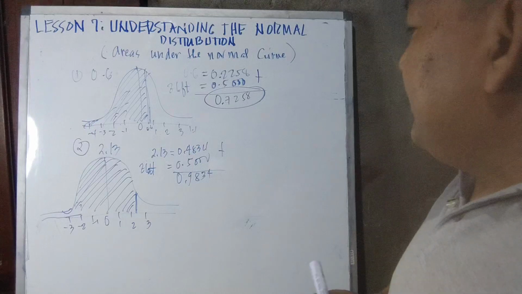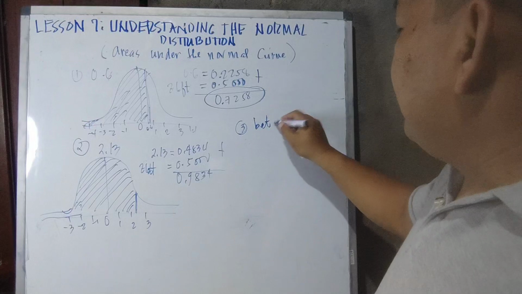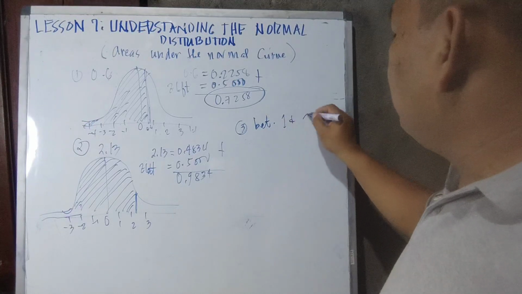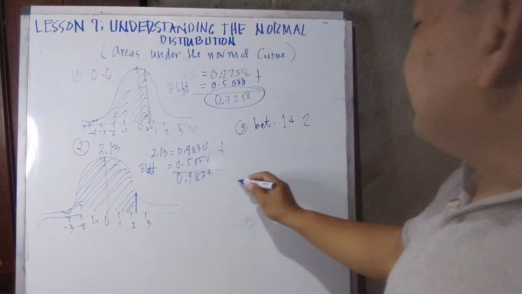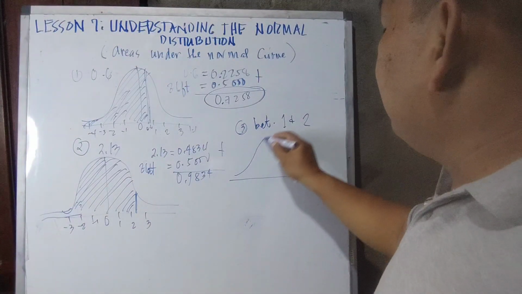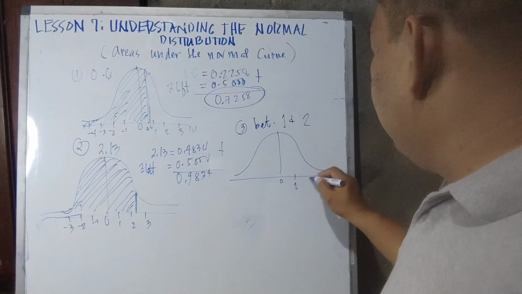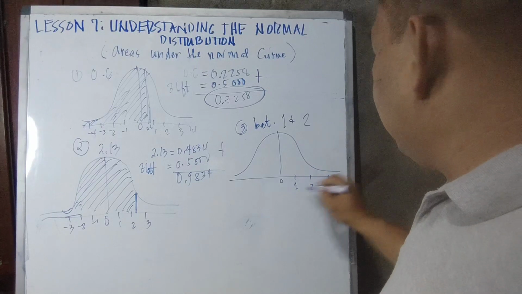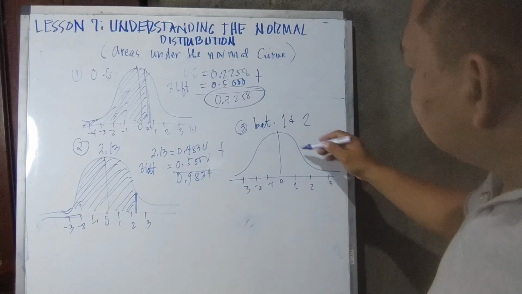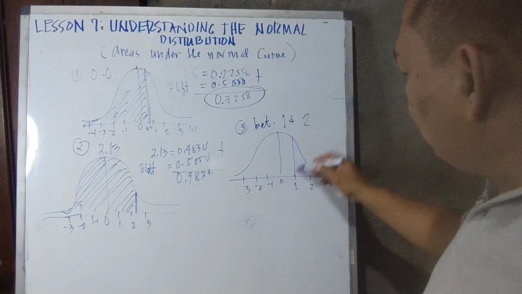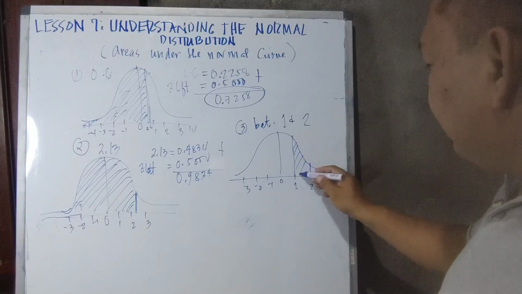What about if we're going to consider the area between 1 and 2? So there's going to be another solution for this. You have to draw the normal curve. There is 0, there is 1, there is 2, and 3, and negative 1, negative 2, negative 3. But we are just looking for the area between 1 and 2. So that's the shaded region.